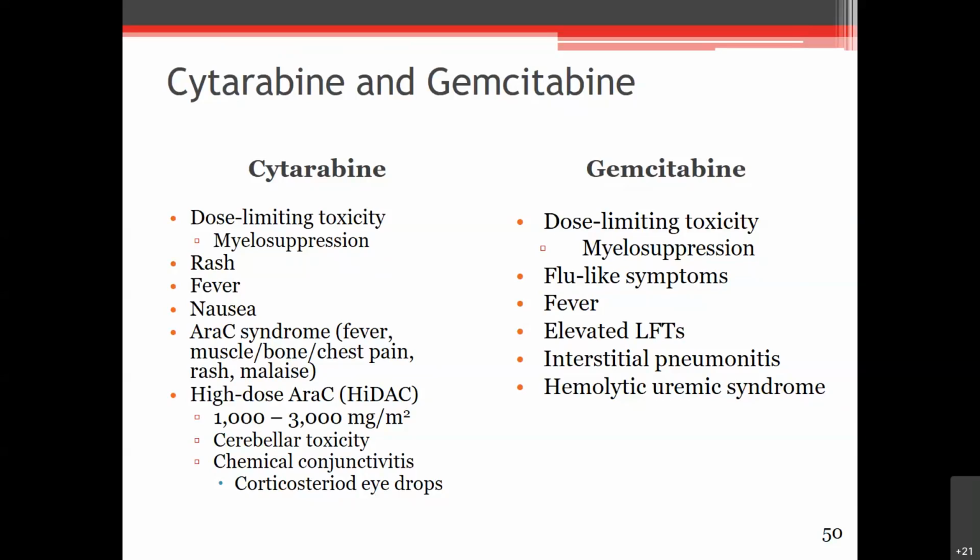Moving on to gemcitabine, again, you're going to see myelosuppression as the dose-limiting toxicity. Patients may report flu-like symptoms. Elevated LFTs are pretty common. And patients can develop interstitial pneumonitis with gemcitabine. This does usually respond to corticosteroids. And then hemolytic uremic syndrome is a very rare complication, but if it were to occur, it would require discontinuation of the drug.